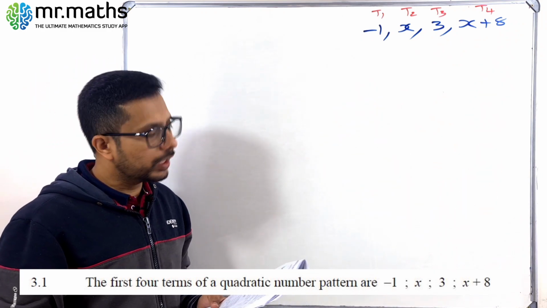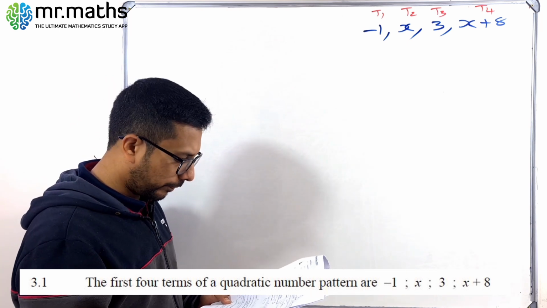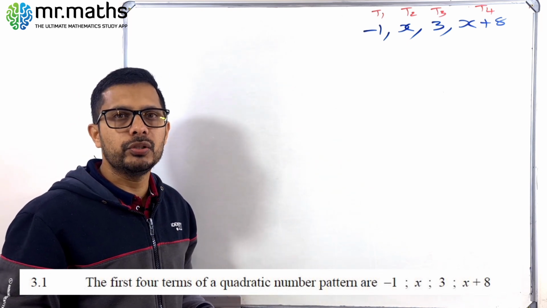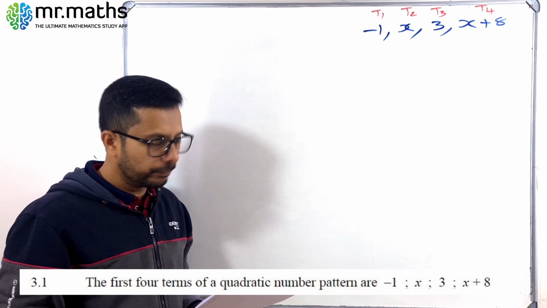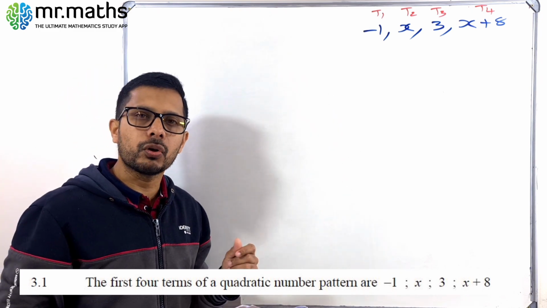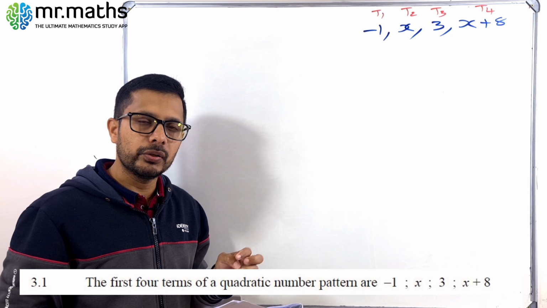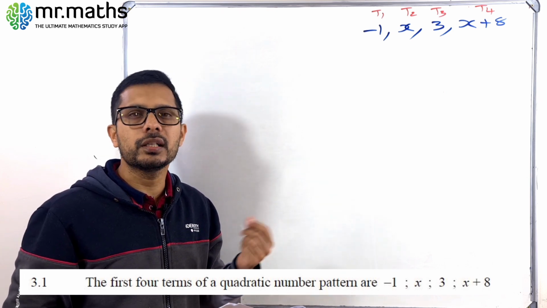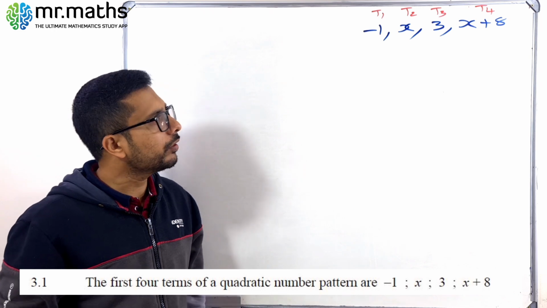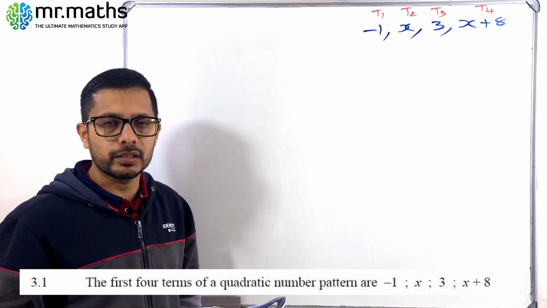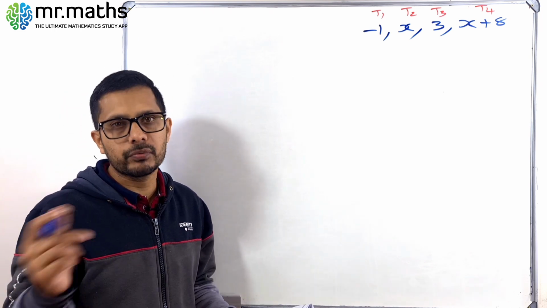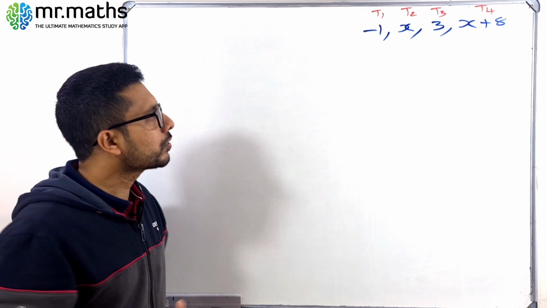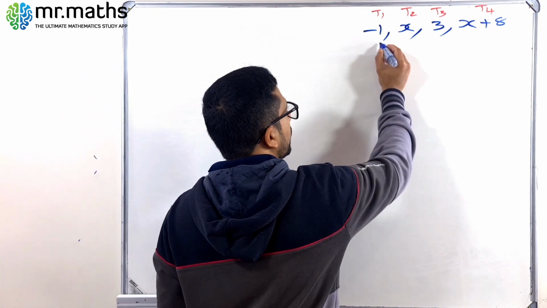Okay, so what is the question? Calculate the value of x. You have to find the value of x in this question. This is a quadratic number pattern. What does quadratic number pattern mean? We can find the second difference, and second differences are the same. So we can find the second difference, then say that second differences are the same, to find the value of x. Am I right? Okay, so how can you find the second difference?